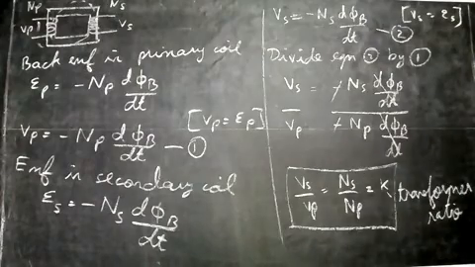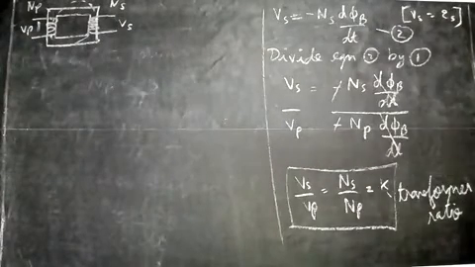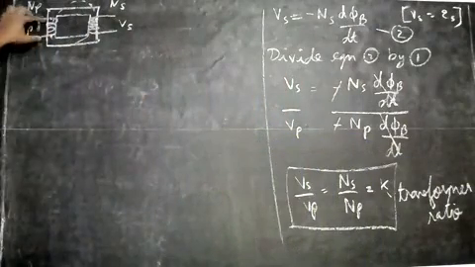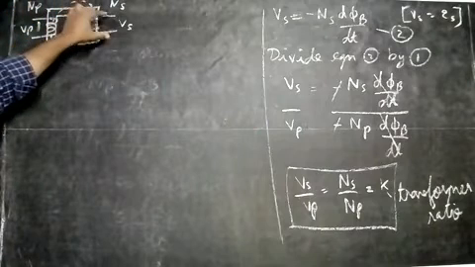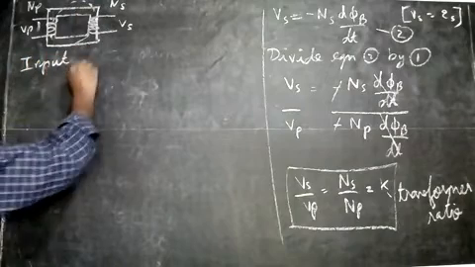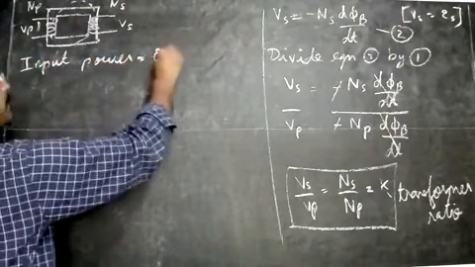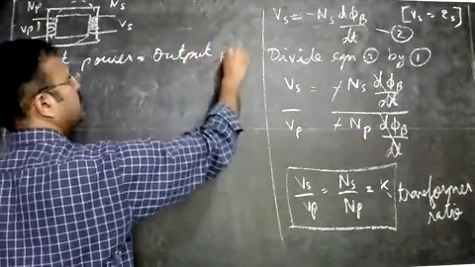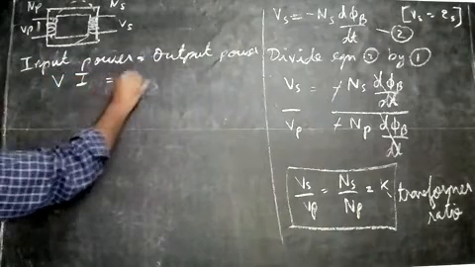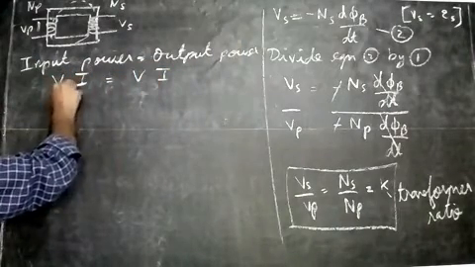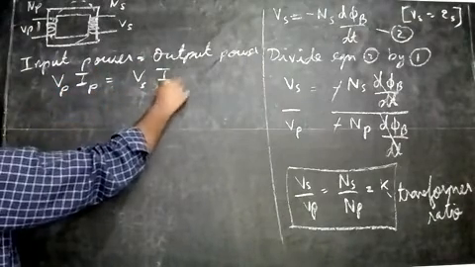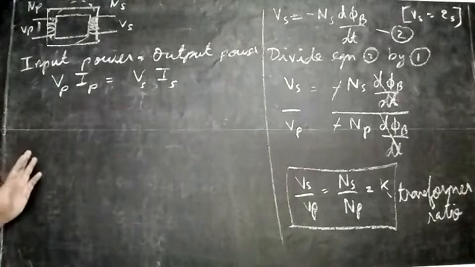Next, let me rub the left side. Let's now see the power here. What happens to the power? We give power into the primary coil, and the same power must come out also. So we can say it's an ideal transformer: the input power will be equal to the output power. Power means voltage into current, V into I. So voltage in the primary into current in the primary is equal to voltage in the secondary into current in the secondary. This we know.